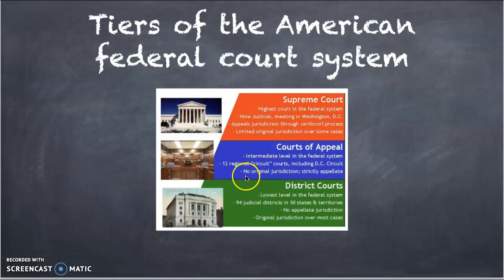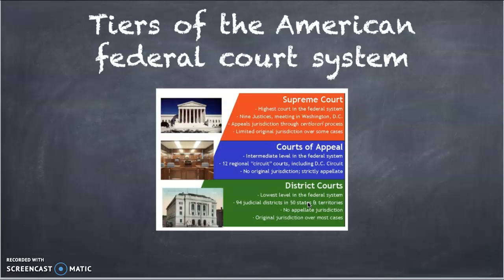Okay. Now remember, they have no original jurisdiction, strictly appellate. In other words, no case begins here. All they hear are appeals from the district courts within their circuit. And that's their primary responsibility. And I'll go into a bit more detail about that here in just a second. But they are strictly an appellate court. So there is no trial, there is no testimony.